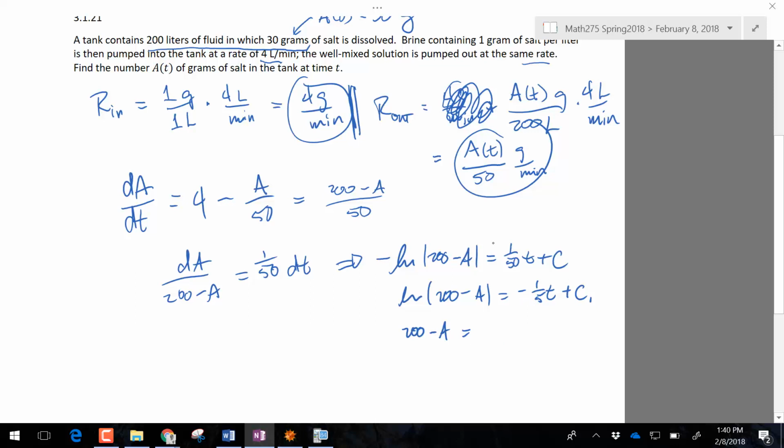I took the negative sign out. I multiplied both sides by negative. And then I changed this C into C1 to say C is negative C1. Oh, yes, thanks. So I'll call it C2. E to the minus 1 over 50 T.